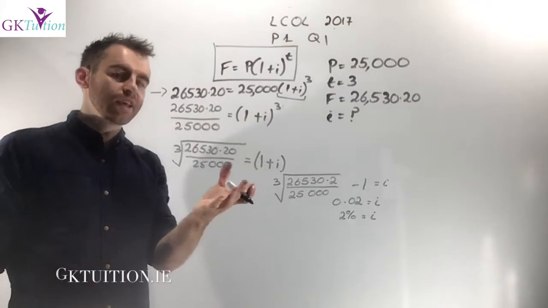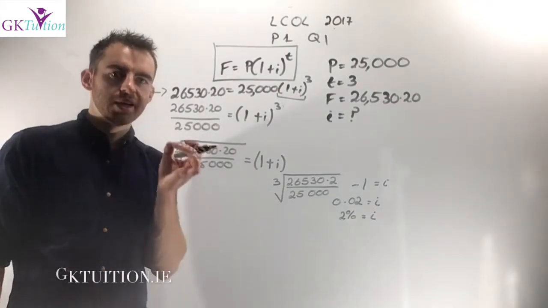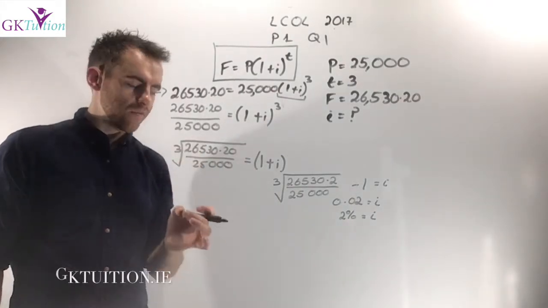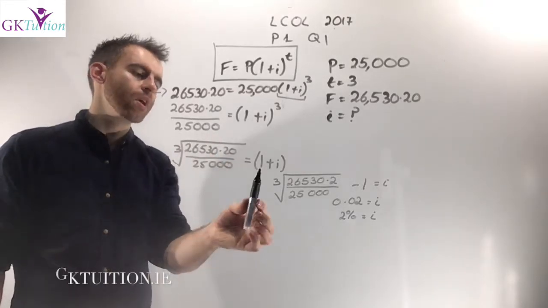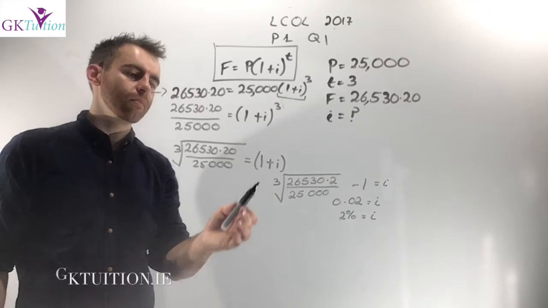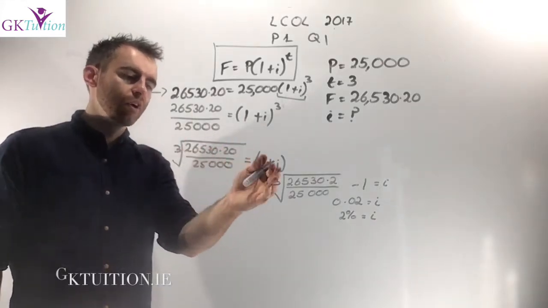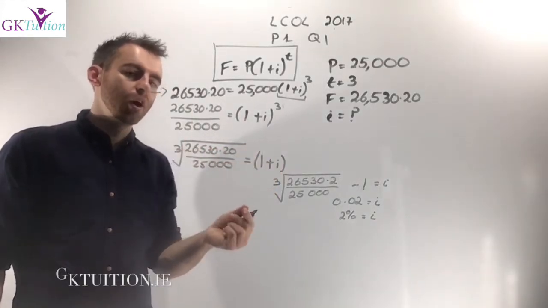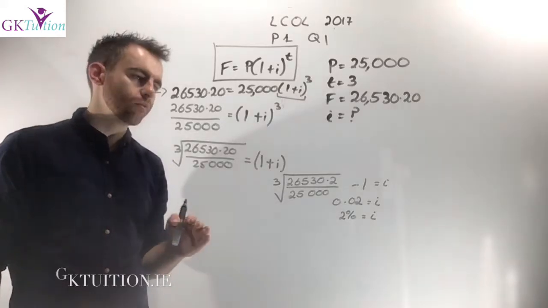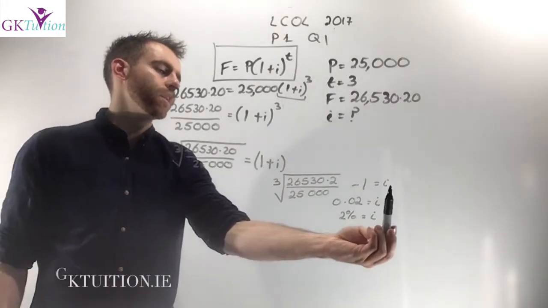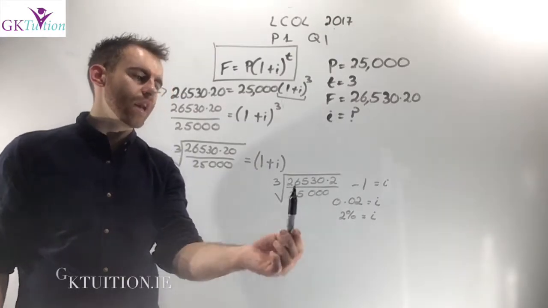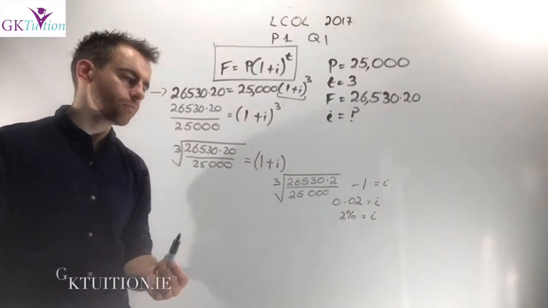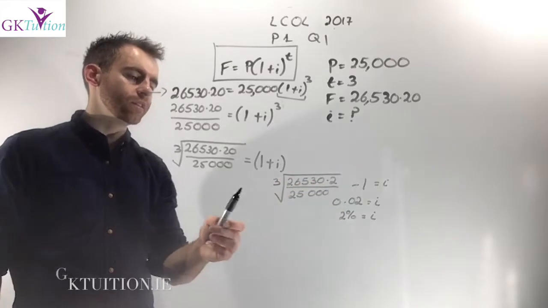Now you should realize, again, that the whole goal here is to get I on its own. If I can manipulate this to get I on its own, I can just plug it all into my calculator. So in this line, I just have 1 plus I. And I want to have only an I on the right, which means I want to subtract 1 from both sides. Which means the right hand side becomes just I, but the left hand side is what I already had minus 1.